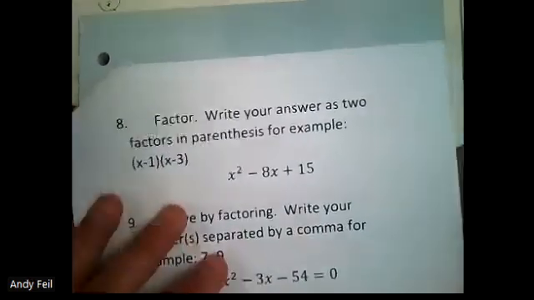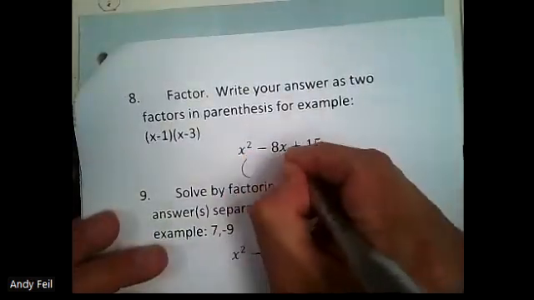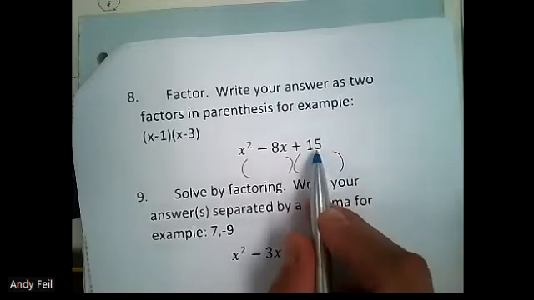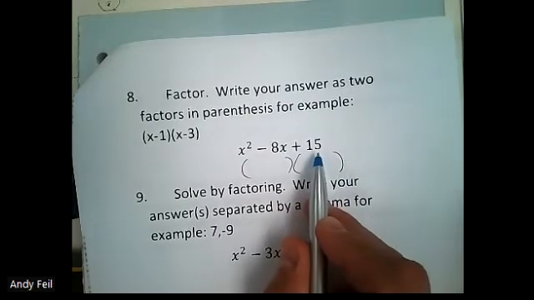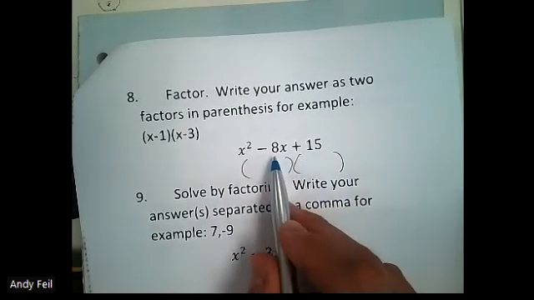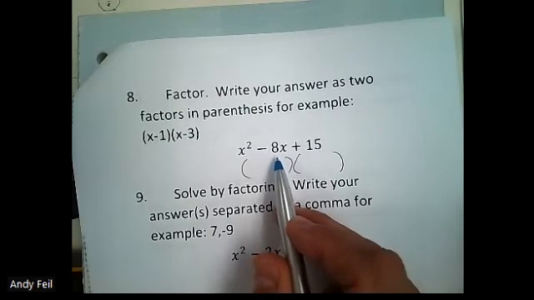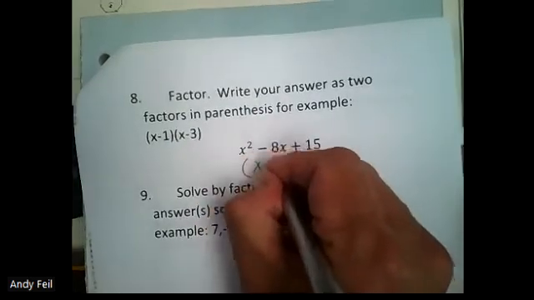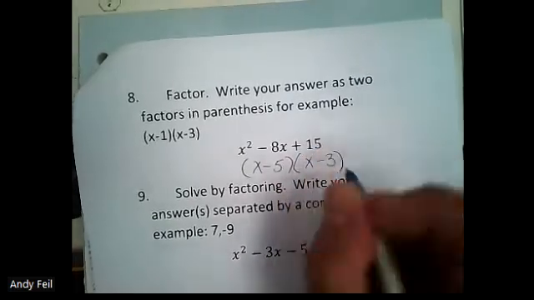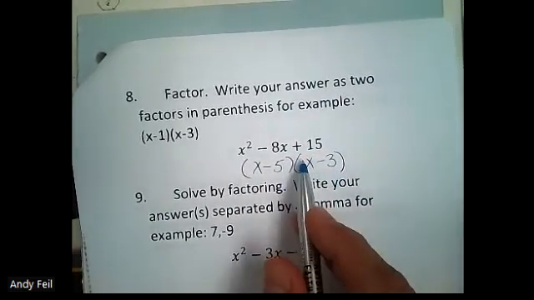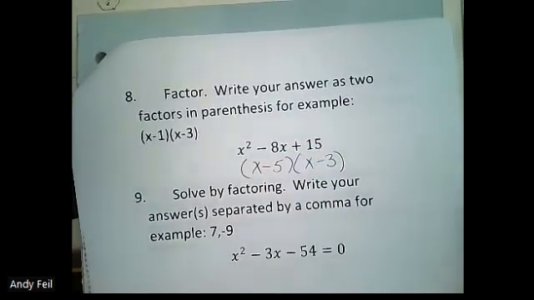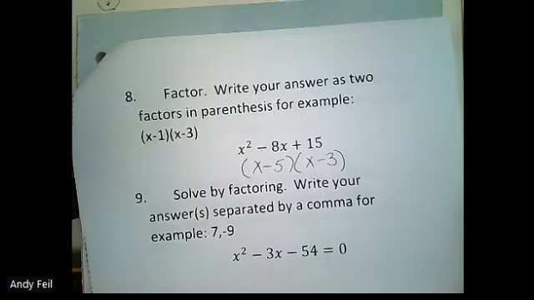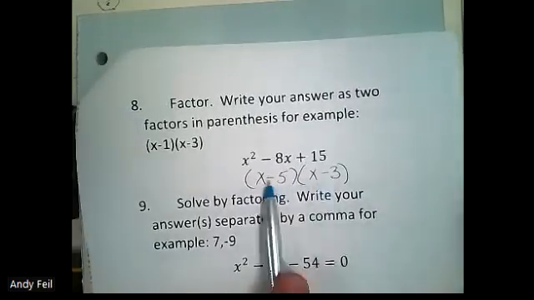Same directions now for number 8. Give me 2 numbers that multiply to 15. 5 and 3. Can you get -8 from 5 and 3? Yeah, as long as they're both negative, right? So what do you got here? X minus 5, x minus 3. Do those 2 numbers multiply to give you positive 15? They do. And so that's good. So make sure you not only look at the problem, but read how they want you to write the answer down. Because here you can see we're going to write the answer so it looks like this.